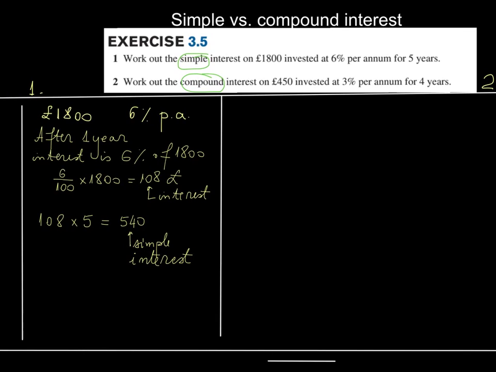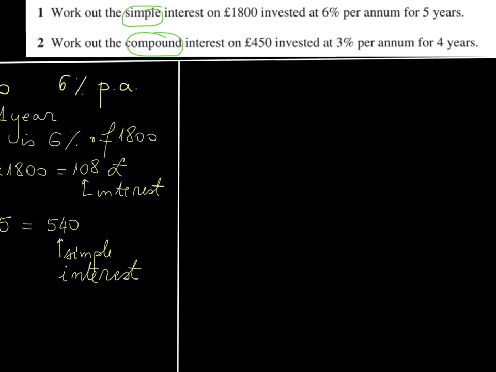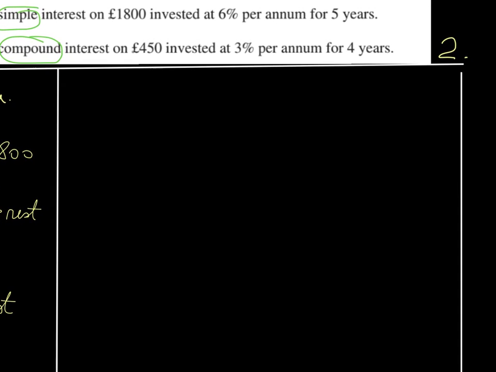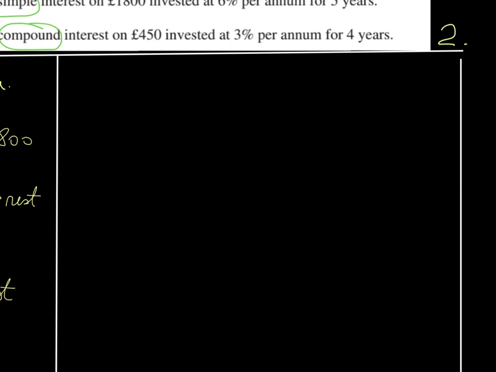And now in question 2, you invest for 4 years at 3% per year, but compound interest. This means that at the beginning, to start with, $450 that you put in the bank.